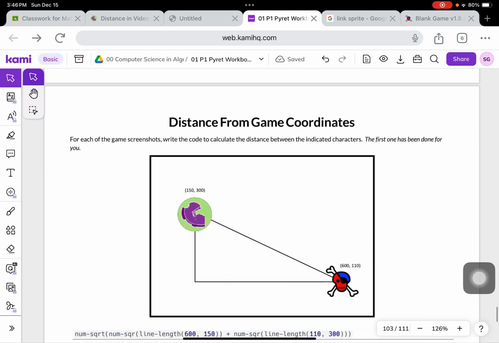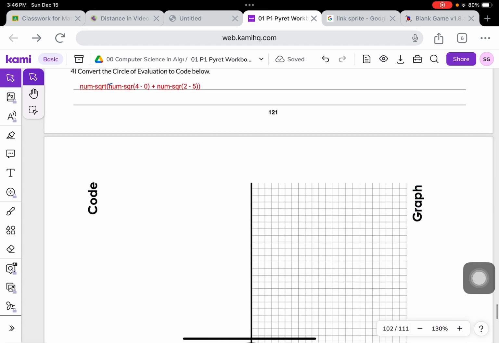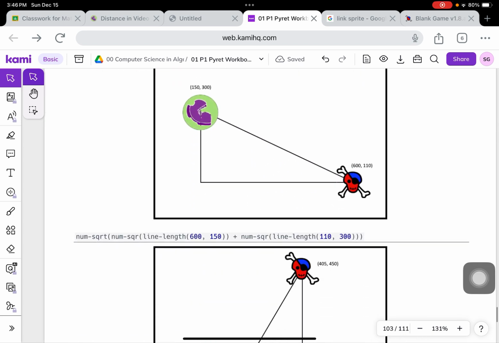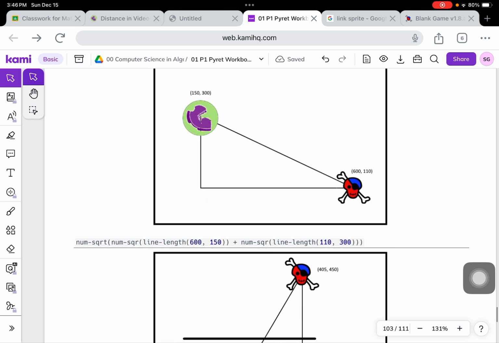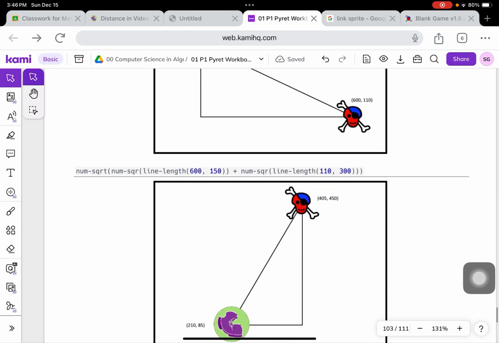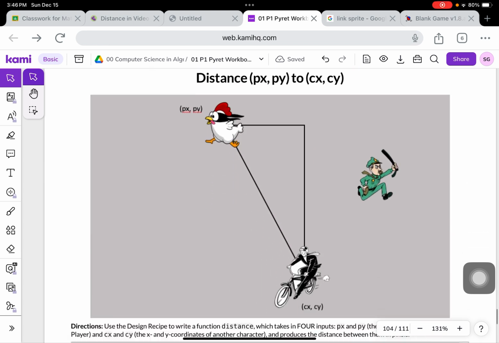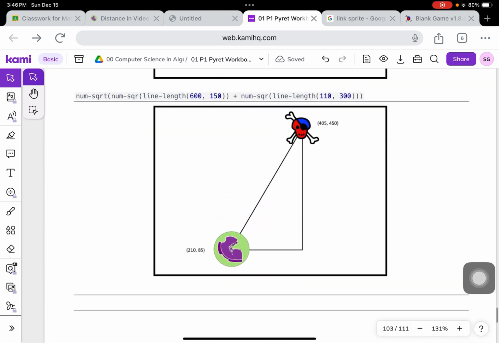All right. So you're going to do this page 122 on your own. You look at the screenshot and write the code to calculate the distance between the indicated characters. The first one's done for you. So basically, now you can do line length or you can do the subtraction. Okay. So do this one on your own.